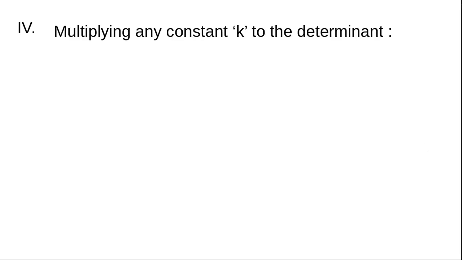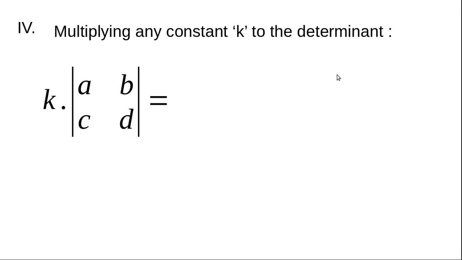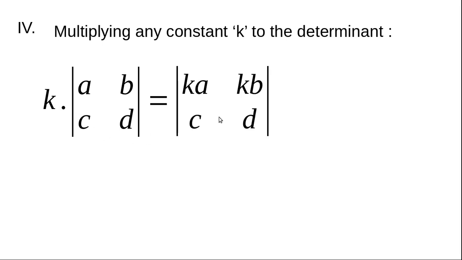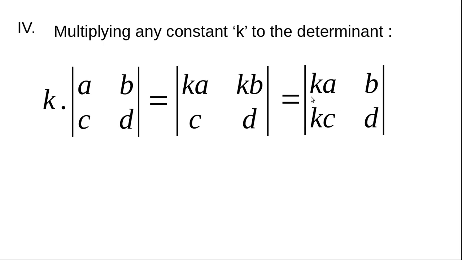Now the fourth property is multiplying any constant k to the determinant. So we are multiplying k to a determinant. Suppose this is a second order determinant a, b, c, d, and k is multiplying to this. So we may write it like this. That means this k is multiplied to the first row. You may multiply it to the second row, or you may multiply it to any column of the determinant. I have multiplied it to the first column, you may multiply it to the second column.